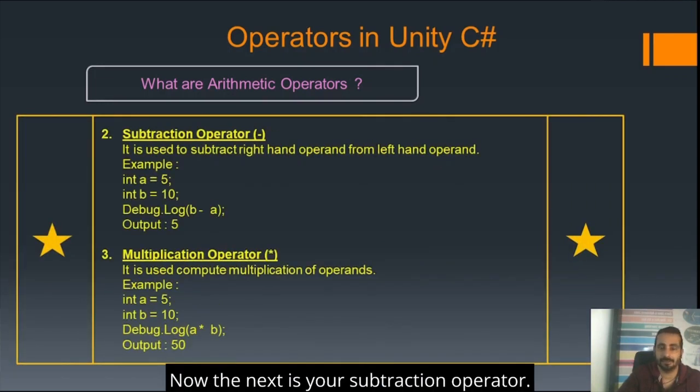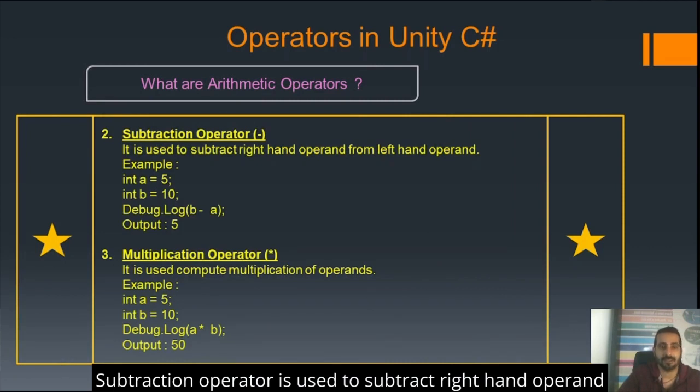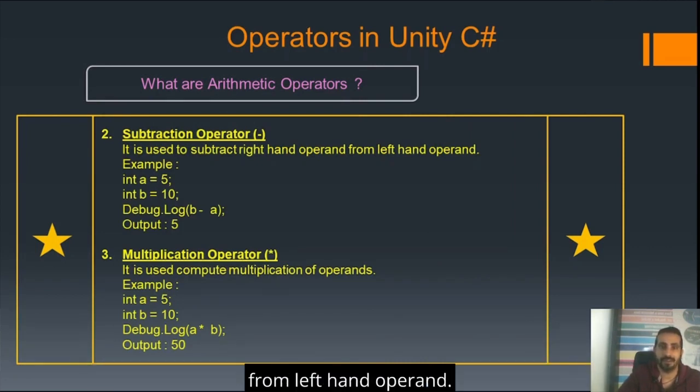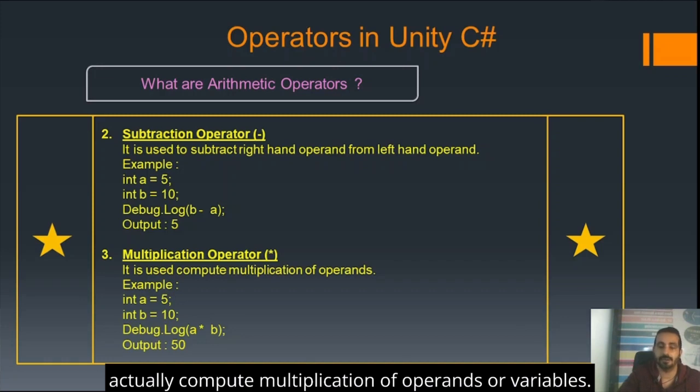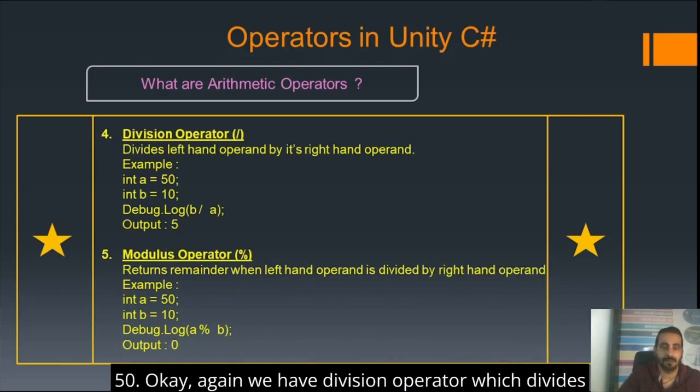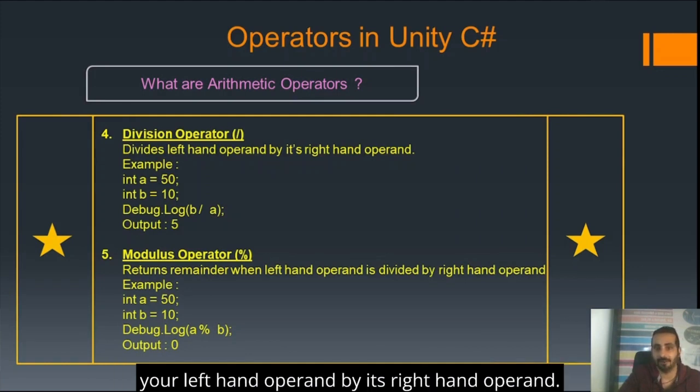Next is the subtraction operator. The subtraction operator is used to subtract the right-hand operand from the left-hand operand. The third is the multiplication operator, where we compute the multiplication of operands or variables. We have the division operator, which divides the left-hand operand by its right-hand operand.